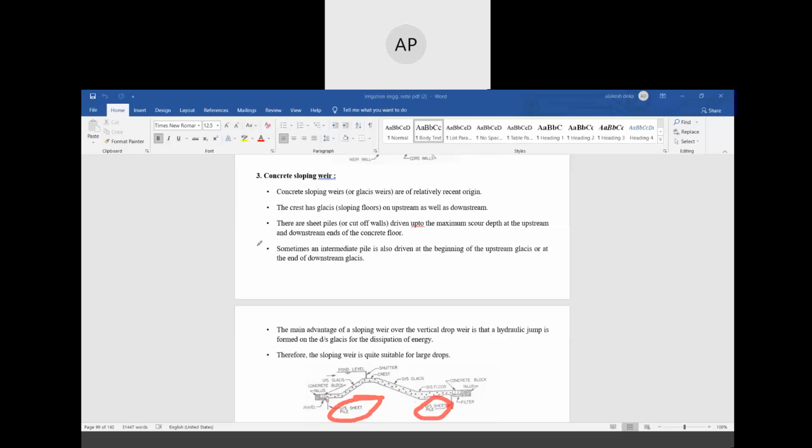Sometimes an intermediate pile is also driven at the beginning of the upstream glacis and at the end of the downstream glacis. The main advantage of a sloping weir over a vertical drop is that a hydraulic jump is formed on the downstream glacis for the dissipation of energy. Therefore, the sloping weir is quite suitable for large drops.